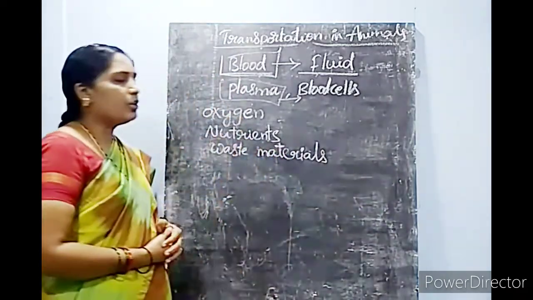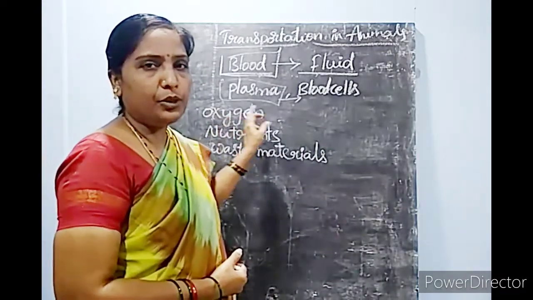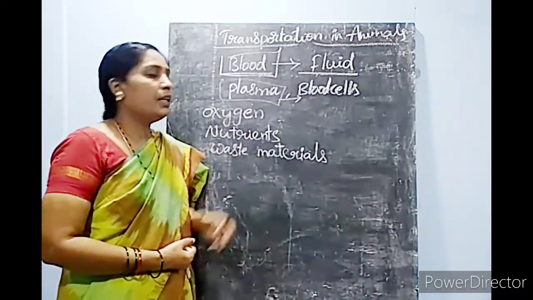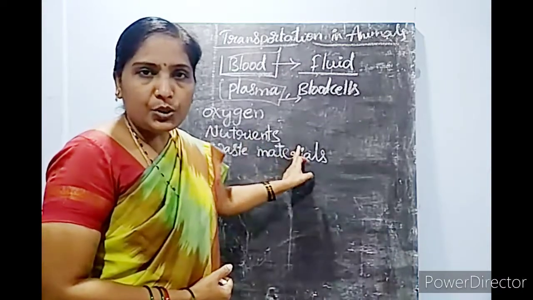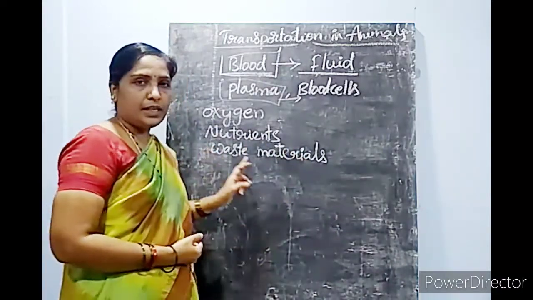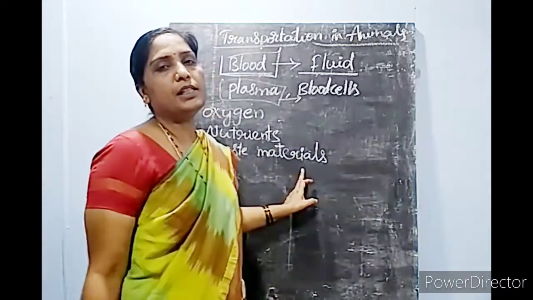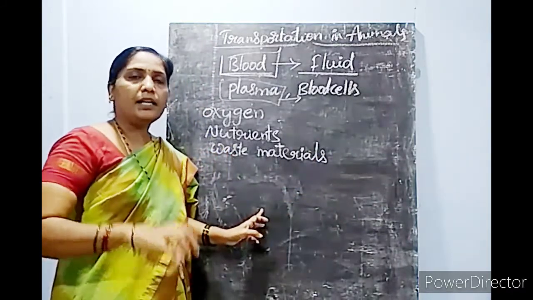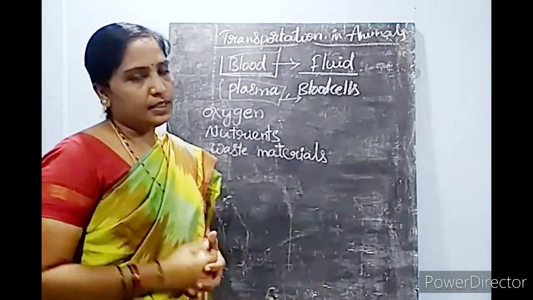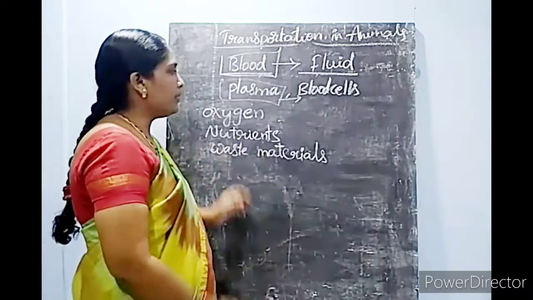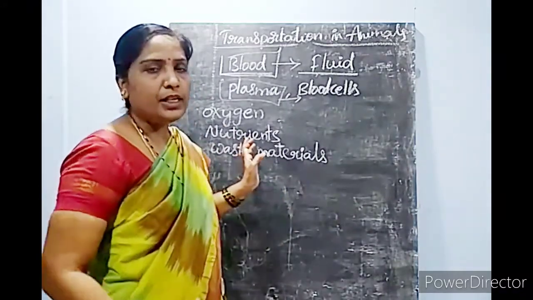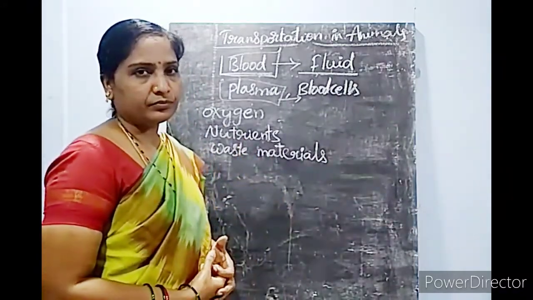So blood is helping to carry the oxygen. Blood is carrying nutrients to each and every part. Blood is collecting the waste materials from different parts and taking them to the necessary parts. So these are the important functions blood is doing in our body.